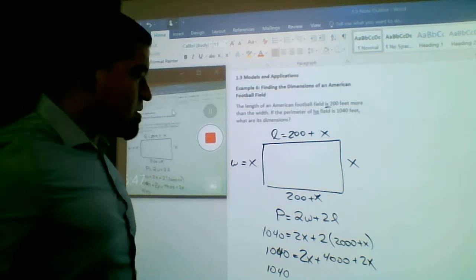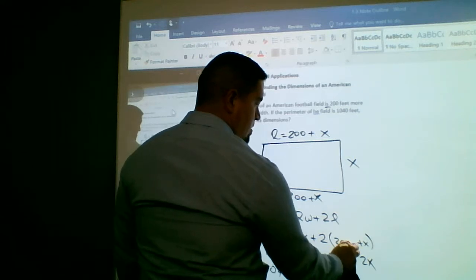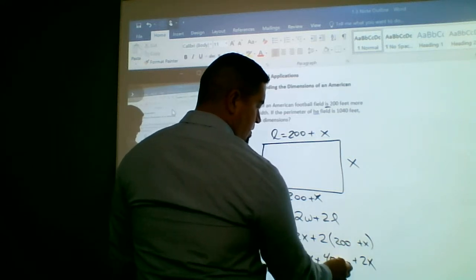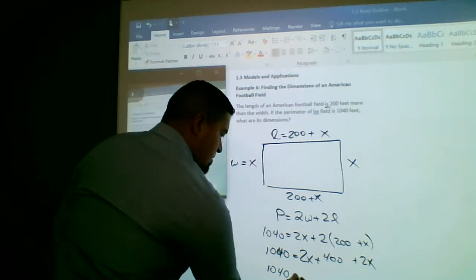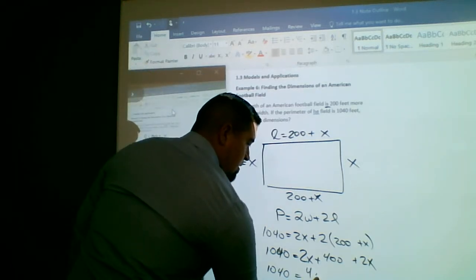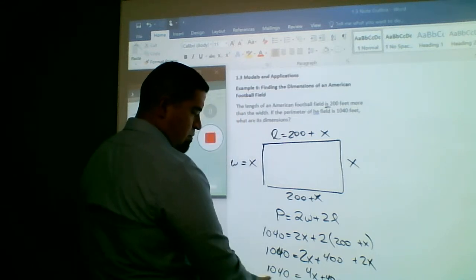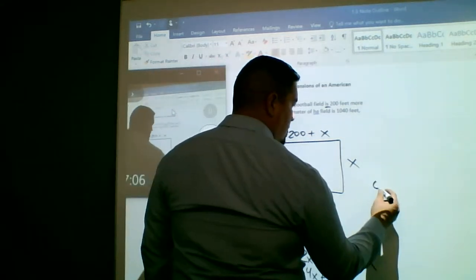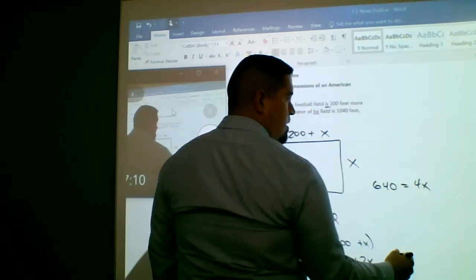Okay, and I noticed an error actually. I put 2,000 here, I should have put 200. So 2 times 200 is actually 400. Let's fix that, and then I can solve it. So that's 4x plus 400. If I subtract 400 from both sides, I'll get 640 equals 4x. Divide by 4.